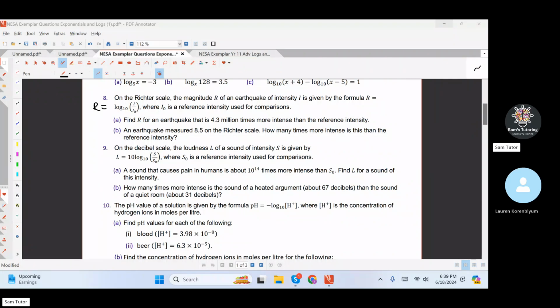Let's do this. Adele. On the Richter scale, the magnitude R of an earthquake of intensity I is given by this formula, where I naught is a reference intensity used for comparisons. Find R for an earthquake that is 4.3 million times more intense than the reference intensity. So where would you sub in 4.3 million times more intense than the reference intensity?